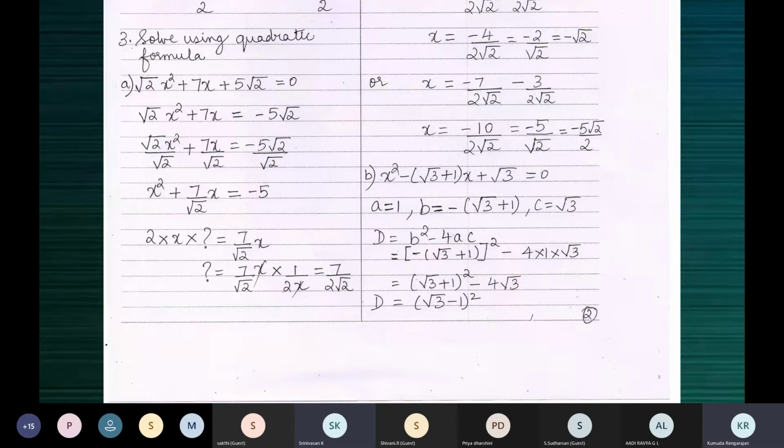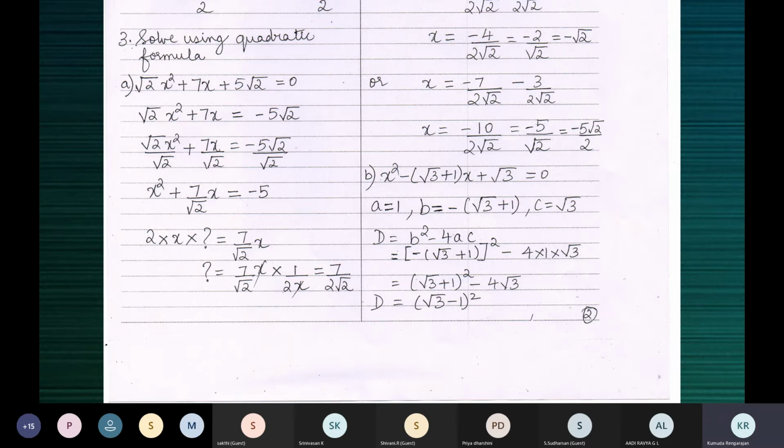Yes, perfect. So you should use this identity to save time. A plus b the whole square minus 4ab is equal to a minus b the whole square. Here 4ab is 4 into root 3 into 1, which is 4 root 3. So this is perfectly of the form a plus b the whole square minus 4ab, which can be written as a minus b the whole square.